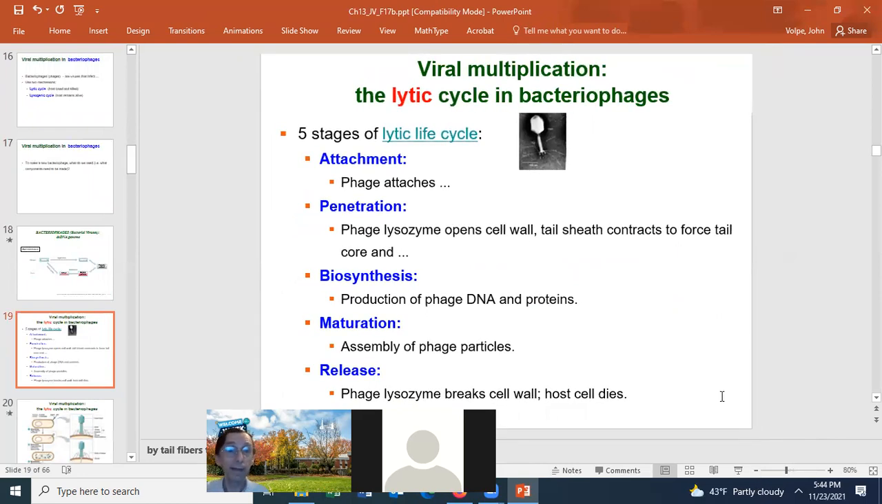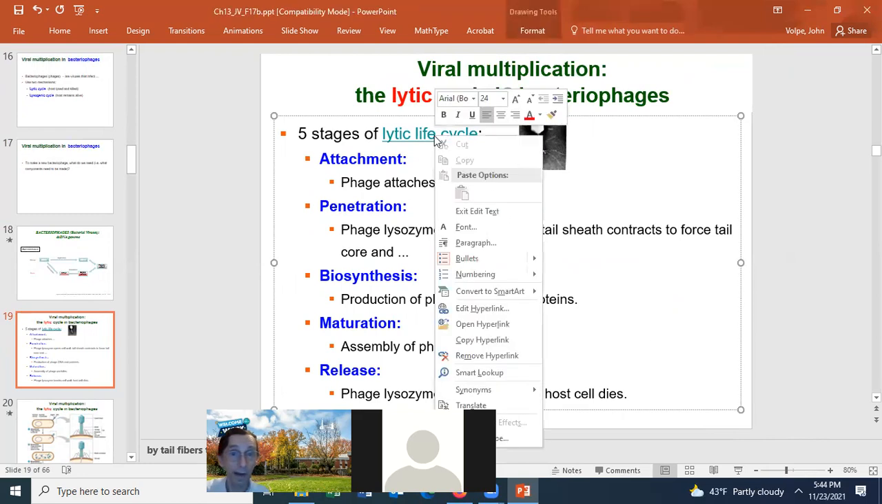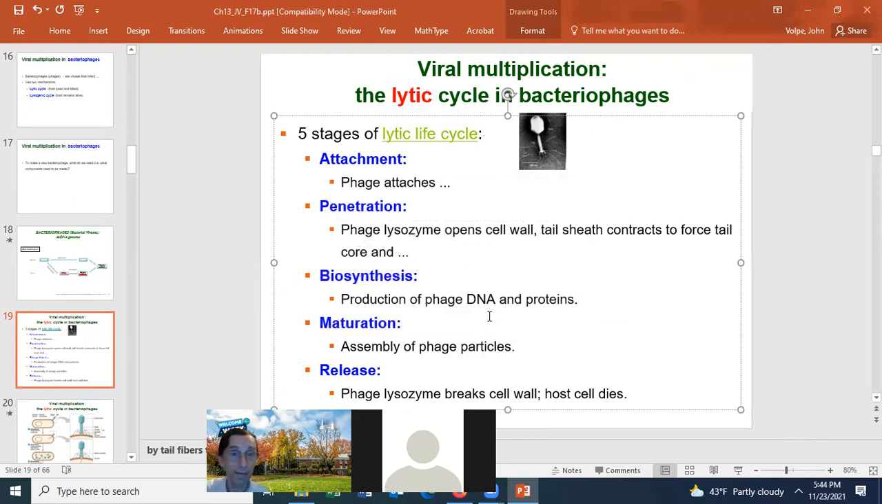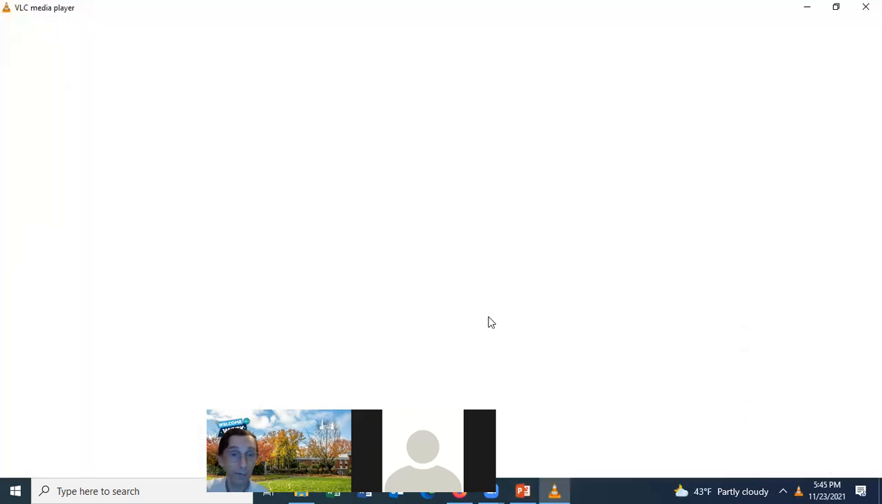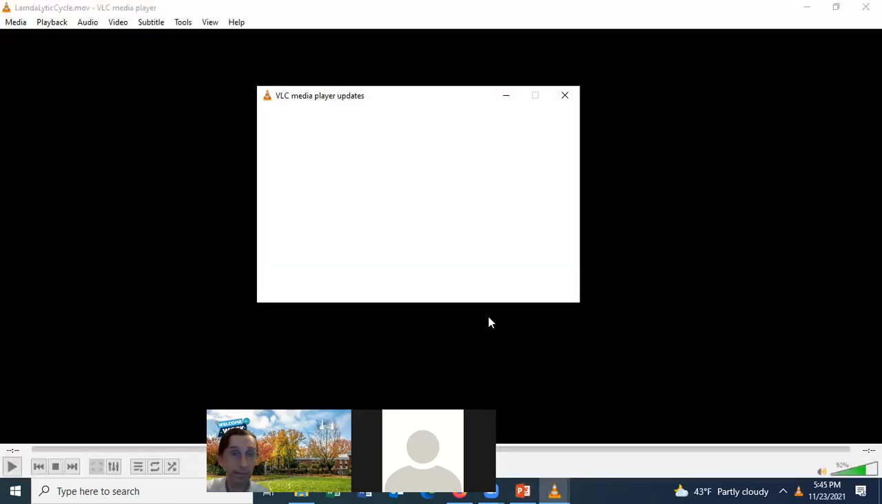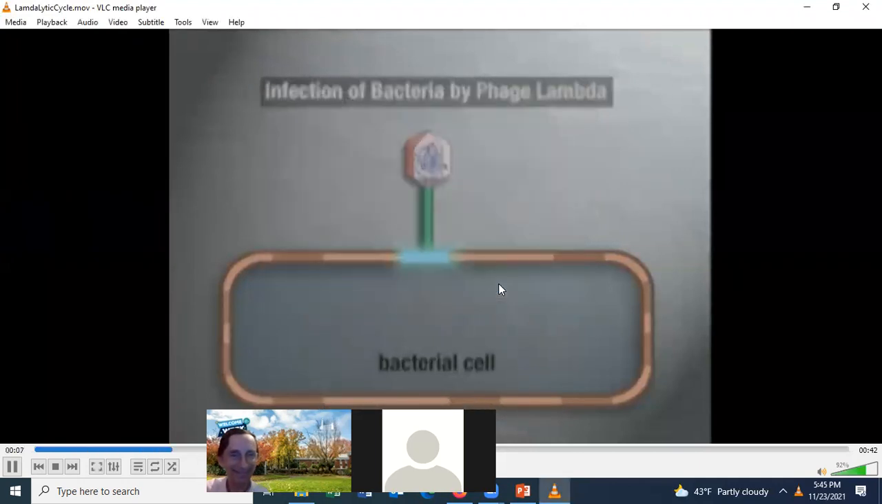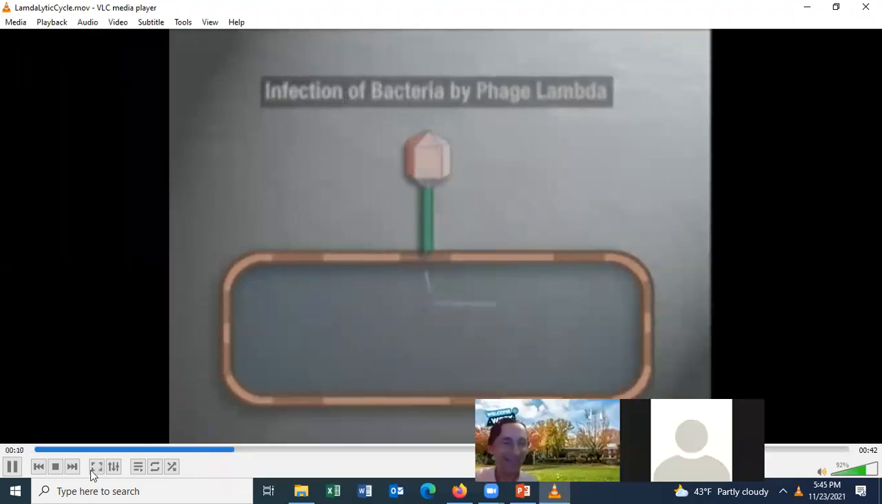The lytic life cycle follows five stages: attachment, penetration, biosynthesis, maturation, and release. The phage particles stick to the surface of the bacterial cell. They bind to specific sites called phage receptors. Next, the DNA of the phage is injected into the cell.